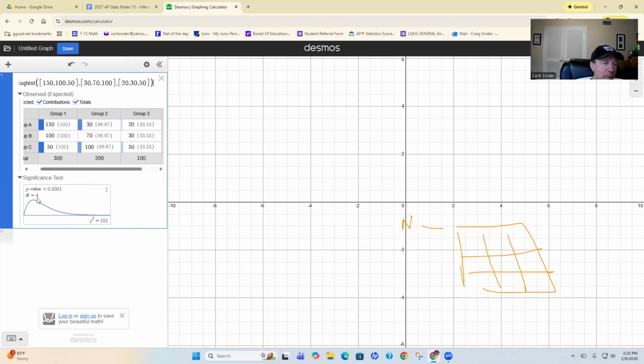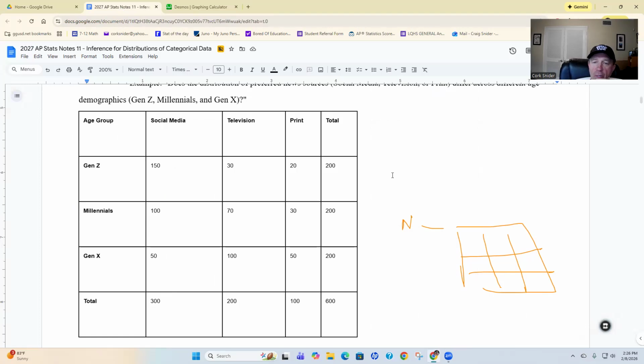So you would draw this curve out. The degrees of freedom is 4, because it's 3 minus 1 times 3 minus 1, which is 2 times 2, which is 4. When you get there, the degrees of freedom is 4, the p-value is tiny, and the chi-square sum was 101. So when you finally get to draw the test, you would do that. Chi-square sum is 101. P-value was less than 0.0001. We're going to circle that, put a little dot there.